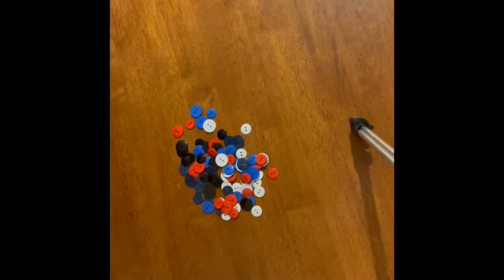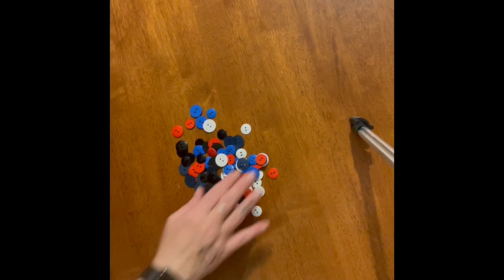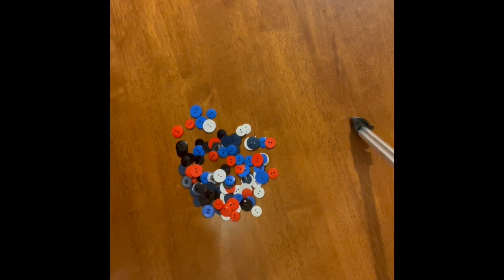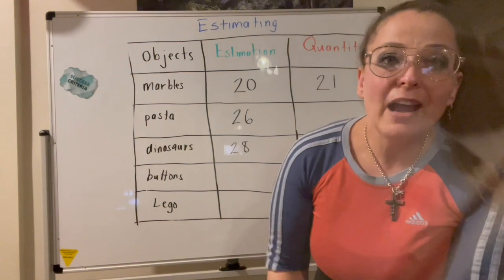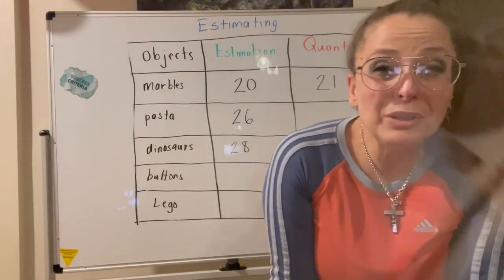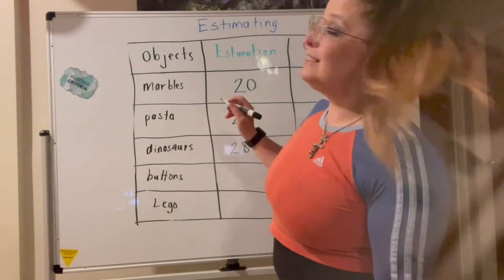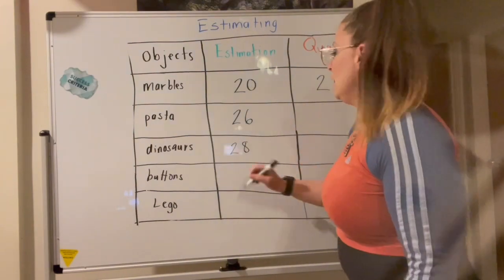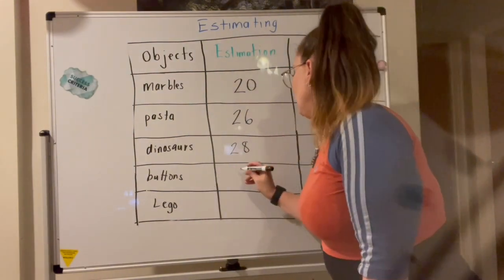Okay, my fourth group of objects that I'm going to estimate the quantity of are these buttons. Now, there are so many buttons. I reckon there's at least 40 buttons here. Okay, I estimate that there are 40 buttons in my group of buttons. So let's write that under estimation. Buttons, estimation, 40.